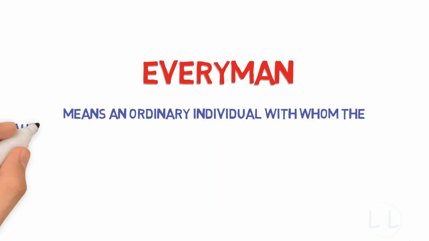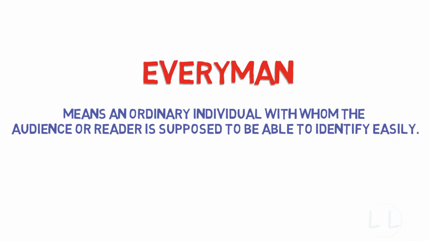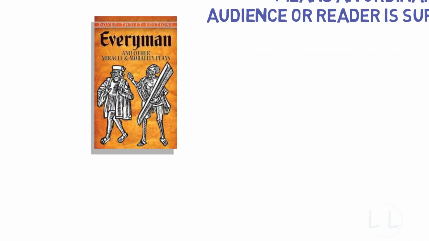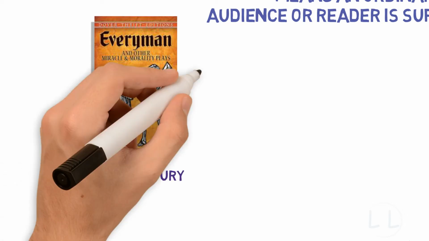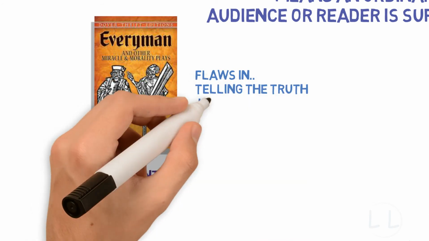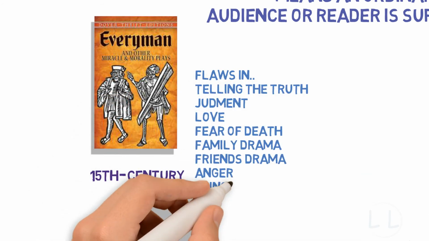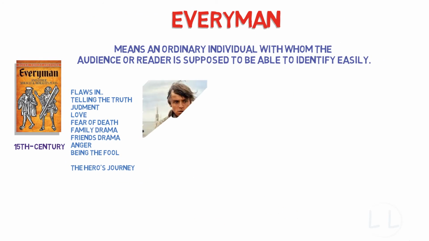to identify with easily. The Everyman comes from a 15th century play called The Everyman. It's a play about being human, about having flaws. It's about characters that make mistakes, dealing with judgment and love, fear of death, all trials of life, and of course, the hero's journey. Like a farm boy becoming a warrior, saving his father, facing his darkest fear.